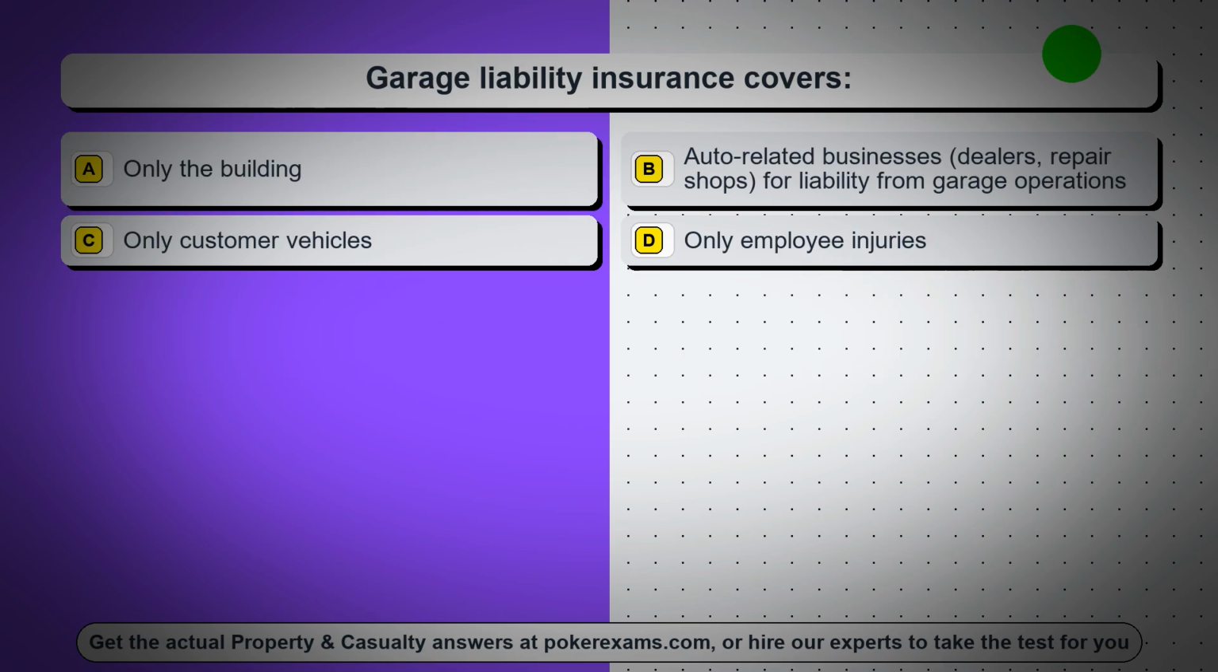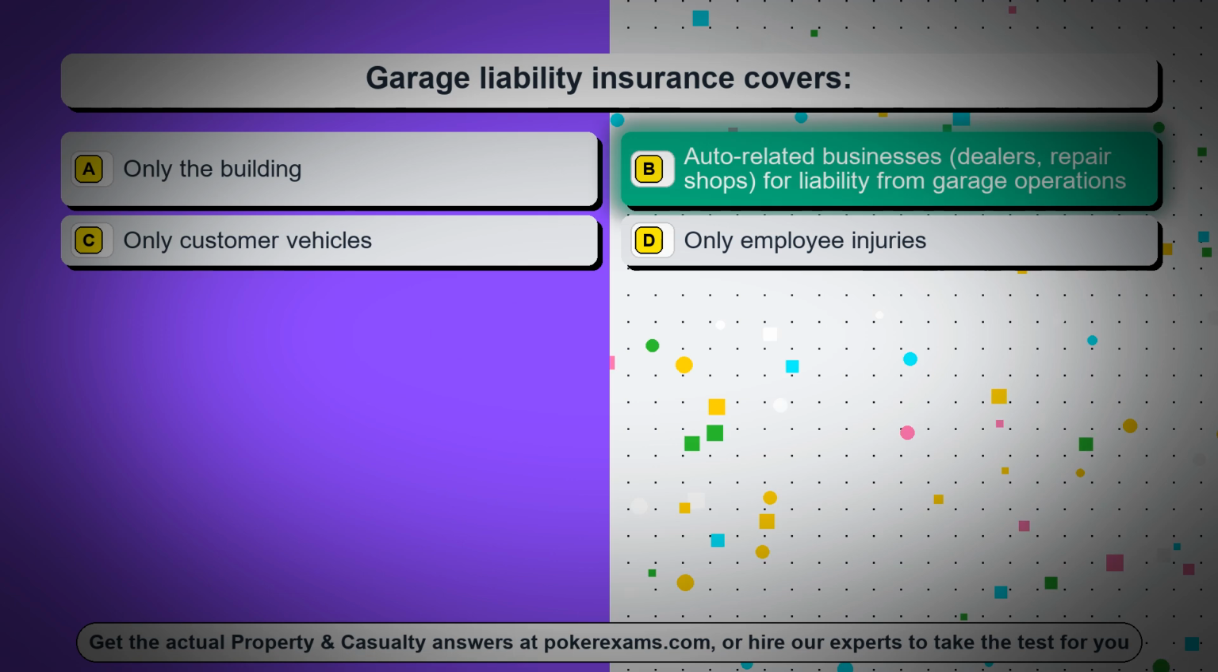Question 51. Garage liability insurance covers: Option A, only the building. Option B, auto-related businesses, dealers, repair shops, for liability from garage operations. Option C, only customer vehicles. Option D, only employee injuries.